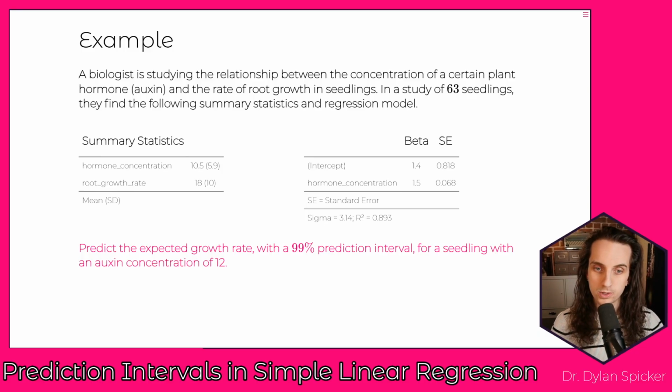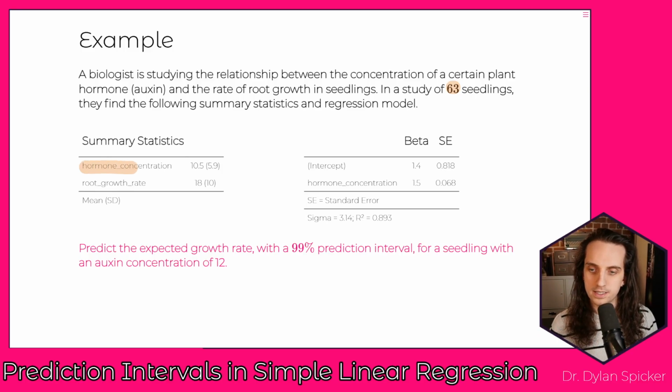With these examples, we're going to be thinking about taking output from statistical software and trying to use that to answer these questions. So we have a biologist studying the relationship between the concentration of a certain plant hormone and the rate of growth in seedlings. They have a study of N equals 63 individuals. They find the following summary statistics and the regression model.